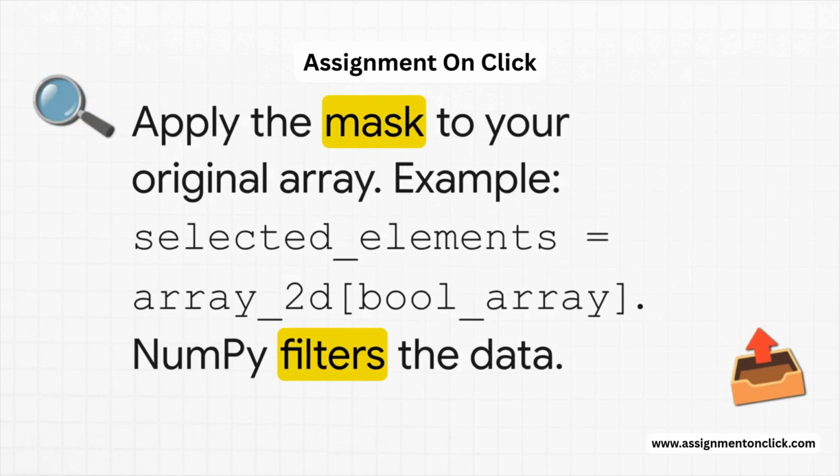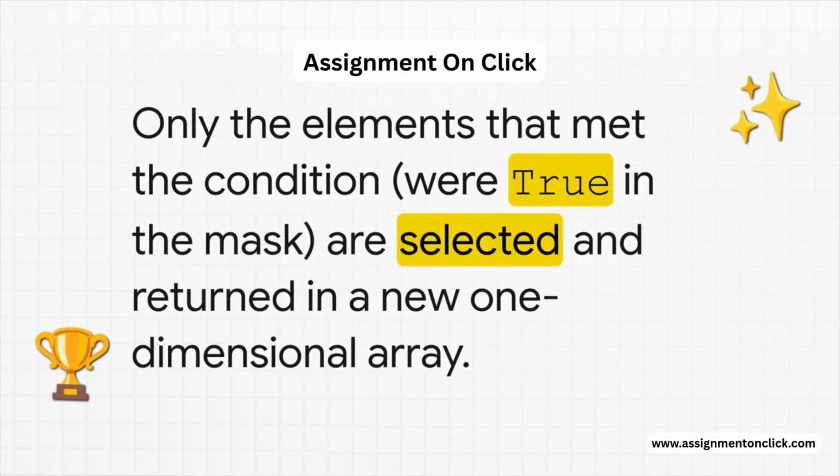Now check this out. This is the really cool part. You take that mask, that array of trues and falses, and you literally just put it inside the brackets of your original data array. It's like you're giving NumPy a stencil and saying, only show me the parts of the original data where the stencil has a hole, where the value is true. And boom, here's what you get. NumPy returns a new, one-dimensional array that contains only the values that passed our test.